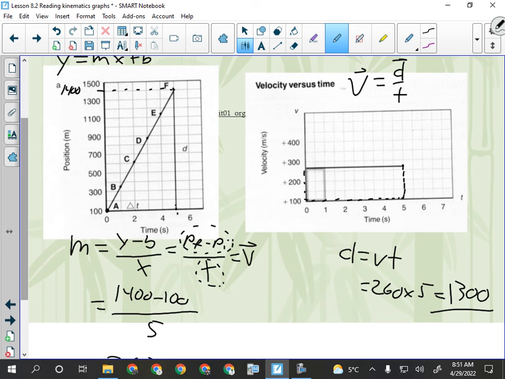As long as you know your basic geometry, like rectangles are base times height and triangles are base times height over 2, okay, then you can calculate the displacement of an object from a velocity versus time graph. Because when you calculate the area of any shape, I'm taking the average velocity for that shape and multiplying it by the time. Okay, so it always works. Even if it's not a rectangle.